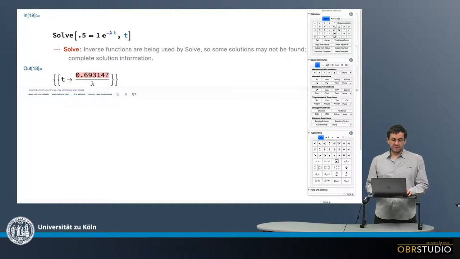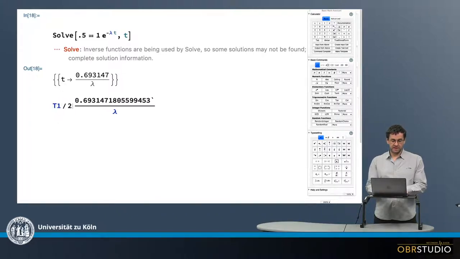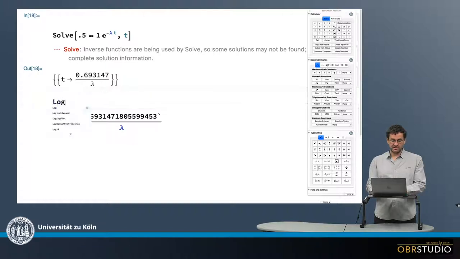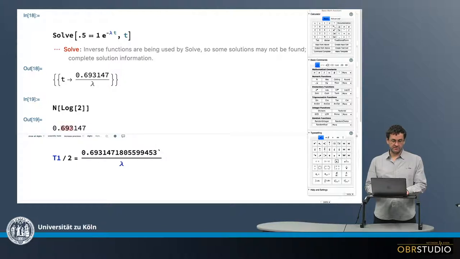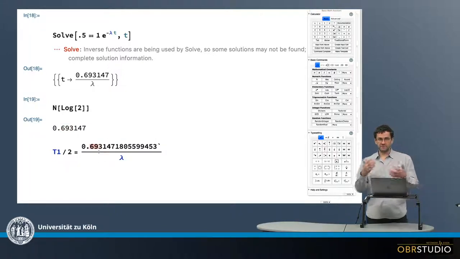Now this number here, which I quickly copy down here, so this is t half equals this. Now this number up here is the natural logarithm, which is called Log in Mathematica, of 2. And I need to put this in like here, so I get a number. So you can see this is the same number. I could increase the precision, and you would see this is the same number as this one here.